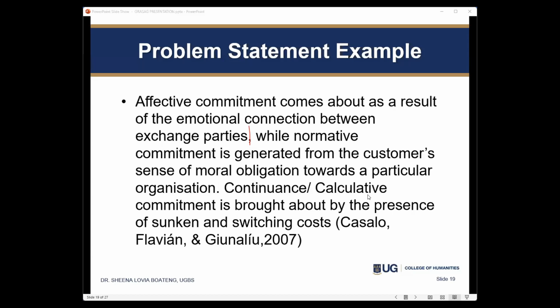And then it goes on to say that affective commitment comes about as a result of the emotional connection between exchange parties, while normative commitment is generated from the customer's sense of moral obligation towards a particular organization. And then calculative commitment is brought about by the presence of sunken and switching costs.